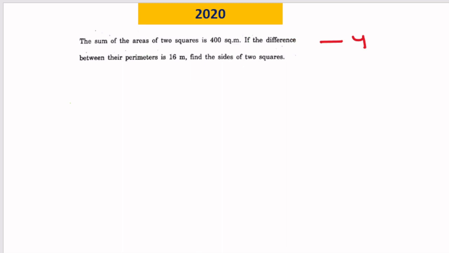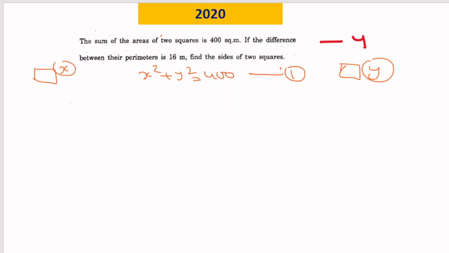And this is for 4 marks. Interesting word problem. I like word problems always. So let's see how we can solve this, saying that the sum of the areas of two squares. So we have 2 squares, let's say the side of this square is y, the side of this square is x, and the sum of the areas of those 2 squares is equal to 400. This is equation 1. What is the next condition? The difference between their perimeters is 16 meters. What is the perimeter of a square? We know it's 4 into side. Which side? X, 4x, and the second one is 4y, and the difference, that is subtraction, is equal to 16.